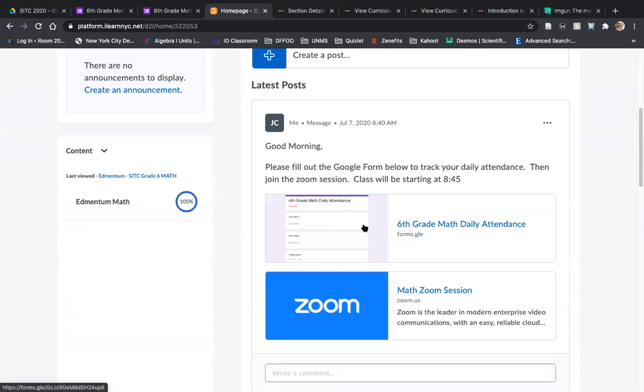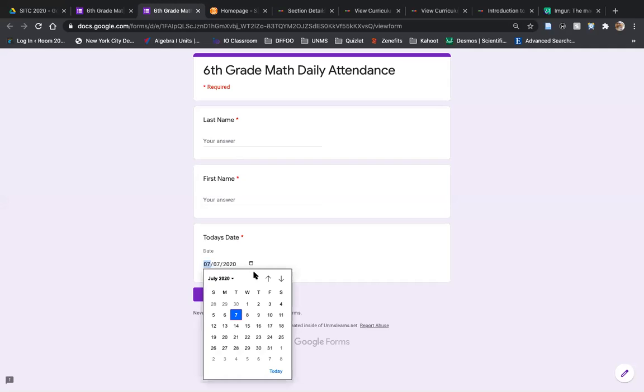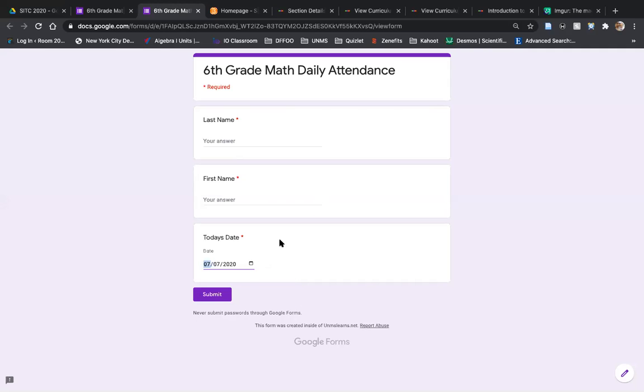And also this here is a Google form just to help track attendance. You click on that link there, it's really simple. Just type in your last name, your first name, and then today's date. The easiest thing is just to click this little box to the right and the date's in blue. So just click that, hit submit. That way I can track your attendance.